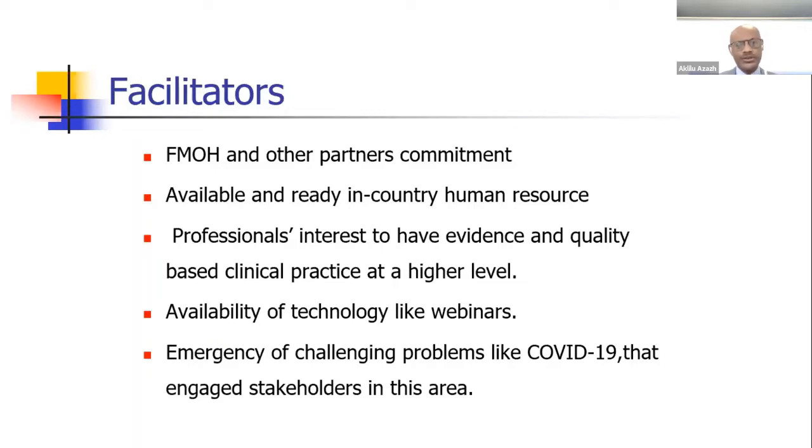Therefore, this is a very important issue. The availability of technology like webinars really changed the landscape, because they used to communicate with regional centers which are very remote to disseminate the guideline. And though the presence of pandemics like COVID-19, Ebola, and other issues is really bad, it also becomes an important opportunity because government is very keen on this issue.